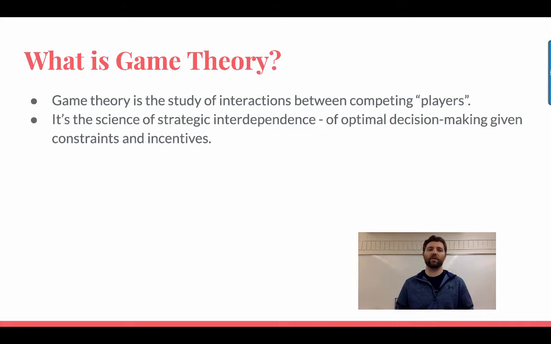So it's the science of strategic interdependence, of optimal decision making given constraints and incentives. We're going to look at some examples where there are two players, and how they will behave if they have certain incentives. How are they likely to behave? What are the rational decisions they'll make based on the constraints and incentives that they experience in the game, which is just the situation that we're analyzing.